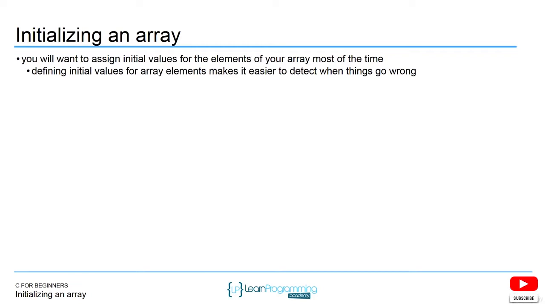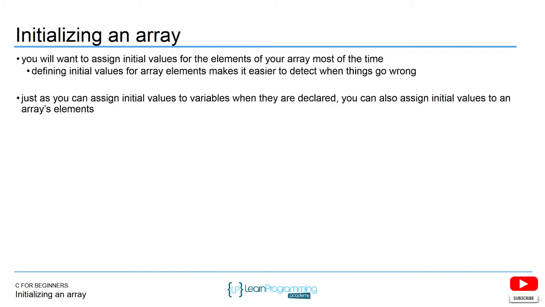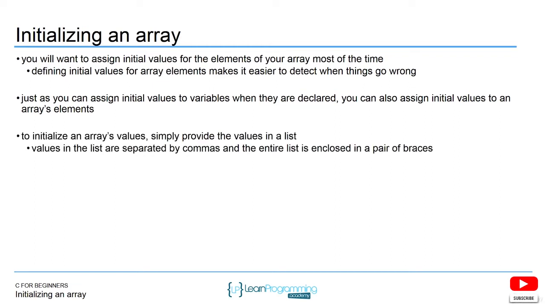I wanted to quickly talk about how you can do it in an array because there's different ways to do it. So just as you can assign initial values to variables when they are declared, you can also assign initial values to an array's elements when it is declared. To initialize an array's values, you simply provide the values in a list. The list is separated by commas and the entire list is enclosed inside a pair of curly braces. It looks something like this.